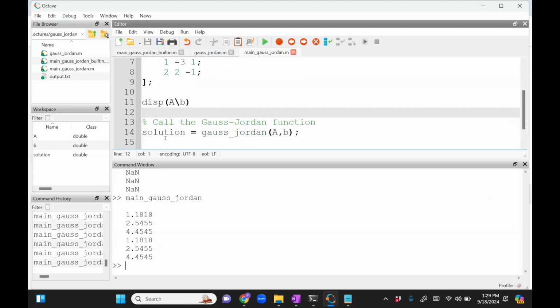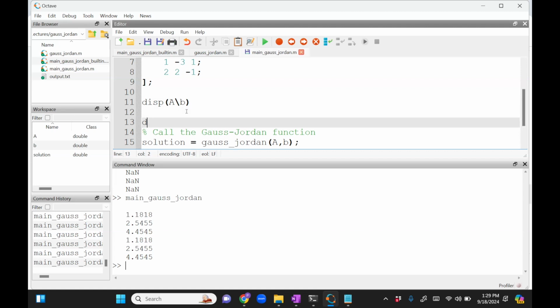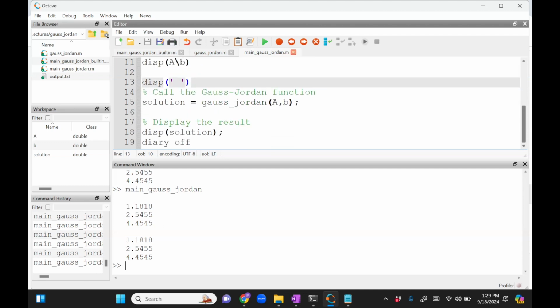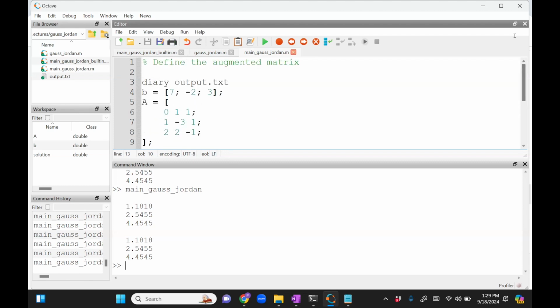Okay, this doesn't look right. Oh, okay, I know what happened. It printed both solutions one after the other, so it looks like 6 rows, but it's really 2 solutions. Okay, so the first one, 1.1818, 2.5454, 4.4545 comes from A/B. Then there's the space. This basically creates a new line, an empty line, and then this is the one which is produced by the solution. Okay, so you can see they match. So this is good, and your code is kind of robust to pivot being 0.